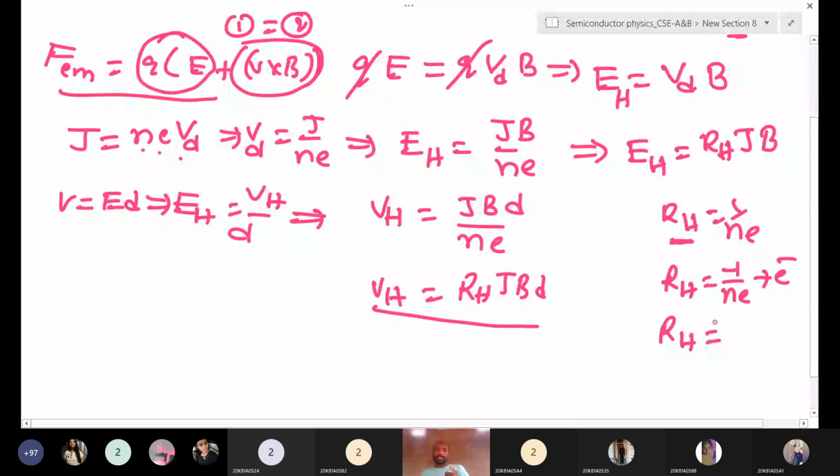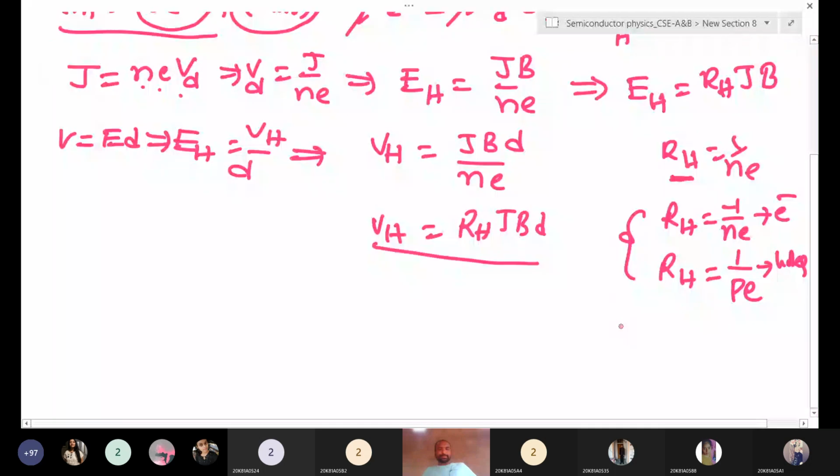What is the use of this Hall effect? What is the use of this one? What is the significance of this Hall effect and Hall voltage? What are the applications? Please think about the answer and tell me what the applications are. What can you find out using the Hall effect?